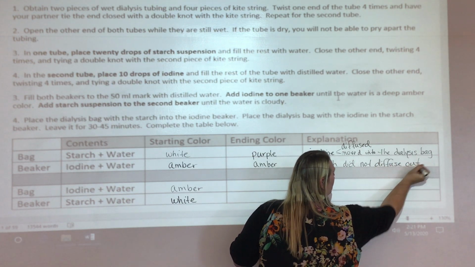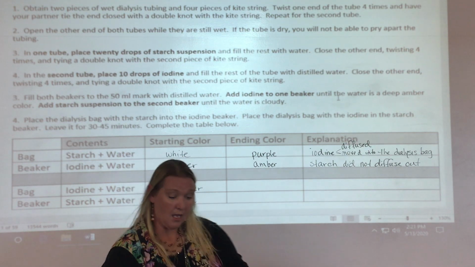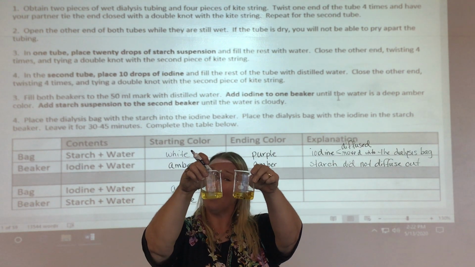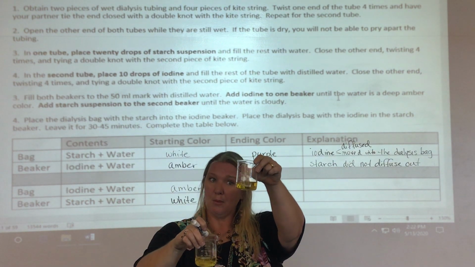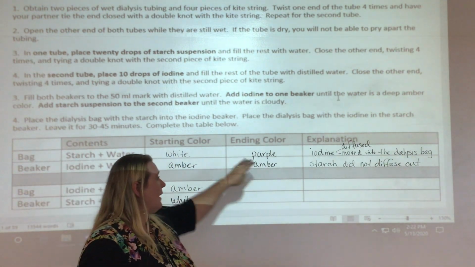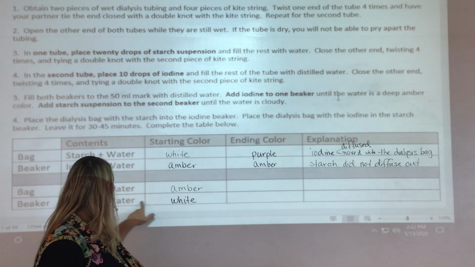Out. It did not diffuse out of the bag into the beaker. Otherwise, this liquid would not be a yellowish amber color. It would also be purple or black. So we know that only iodine diffused right here. So, the second one.